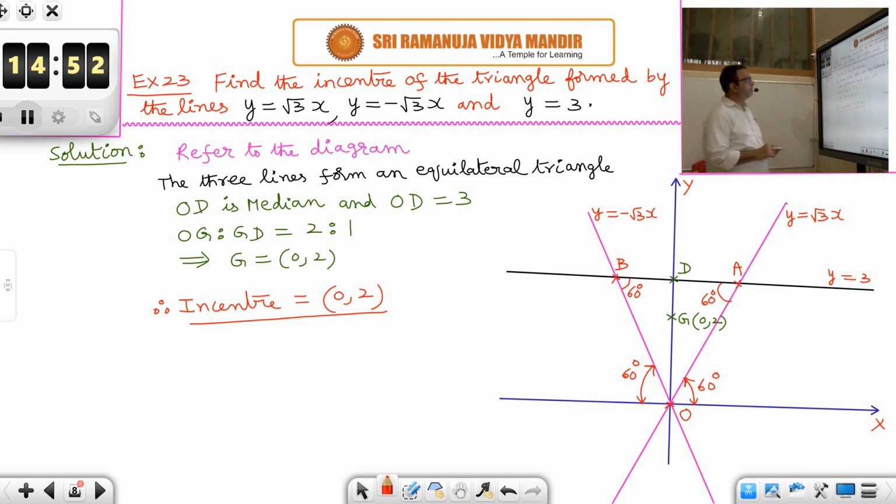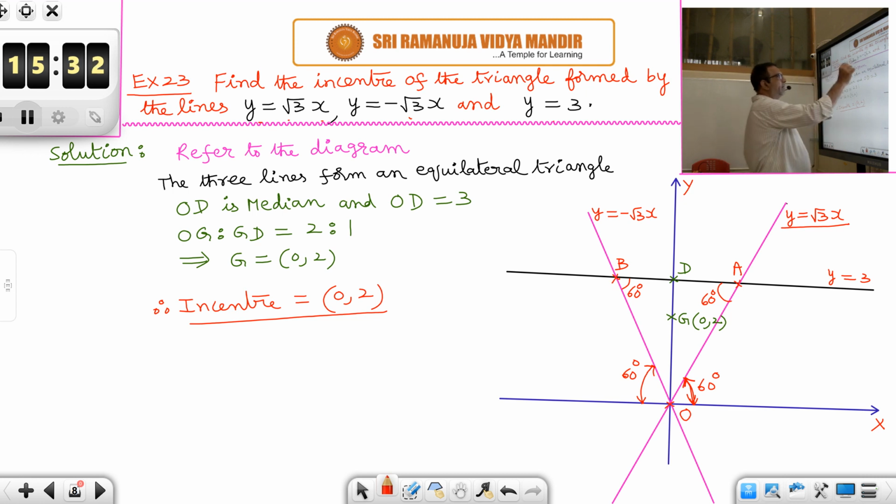Okay, let us see the next example. Find the incenter of the triangle formed by the lines y is equal to root 3 x, y is equal to minus root 3 x, and y is equal to 3. Y is equal to root 3 x is a line passing through the origin. Please refer to the diagram. Its slope is root 3, meaning tan 60 is equal to root 3. So its inclination is 60 degrees, making an angle of 60 degrees with the positive direction of the x-axis. I have marked it here.